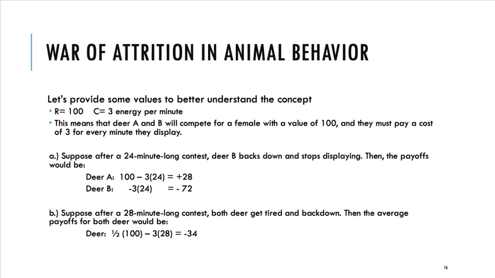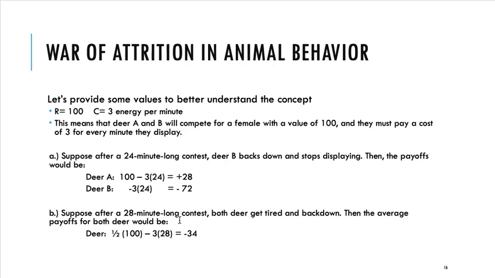Let's give the female a value of 100 and the cost of 3. Situation 1. Suppose after a 24-minute long contest, Deer B backs down and stops displaying. So this means that Deer A wins. So their payoffs would be, for Deer A, plus 28, and for Deer B, minus 72.